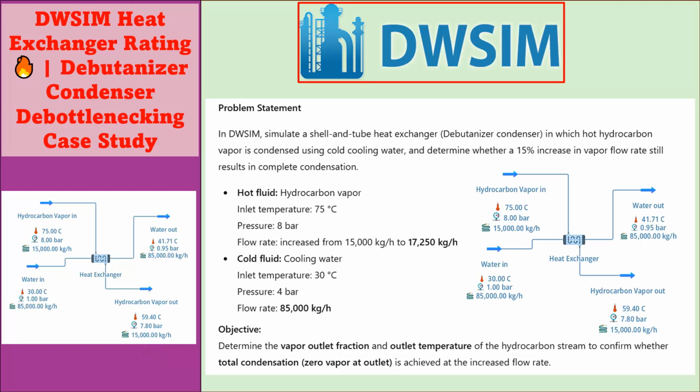Let's begin today's heat exchanger simulation problem. In this video, we'll use DWSIM to simulate a shell and tube heat exchanger operating as a debutanizer condenser. The hot fluid is a hydrocarbon vapor entering the shell side at 75 degrees centigrade, 8 bar, with a flow rate increase from 15,000 kg per hour to 17,250 kg per hour. The cold fluid is cooling water flowing on the tube side at an inlet temperature of 30 degrees centigrade, pressure of 4 bar and flow rate of 85,000 kg per hour.